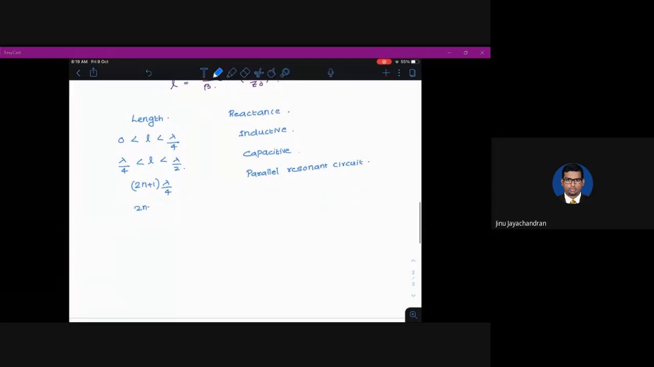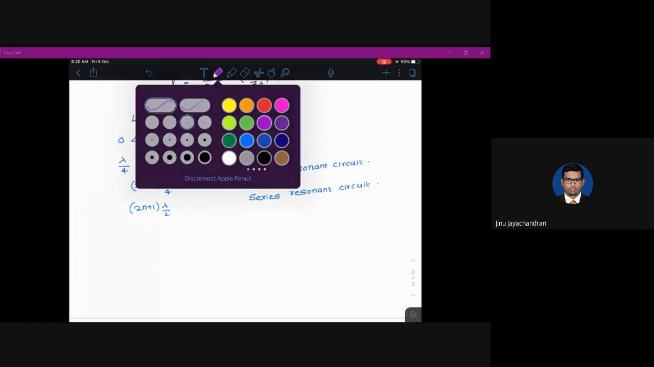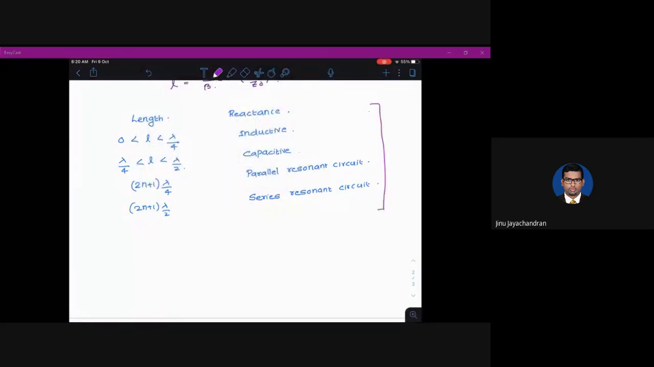And for odd multiples of lambda by 2, this is a series resonant circuit. Okay, so this is a general table in which you can realize, for a short circuited load connected to a transmission line, what are the possible ways of realizing different impedances.